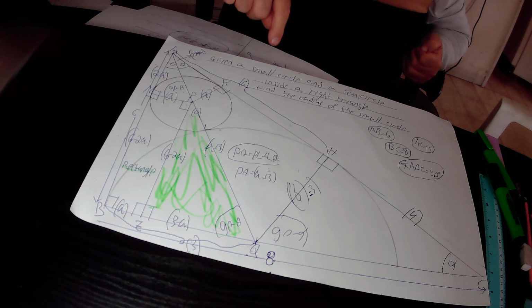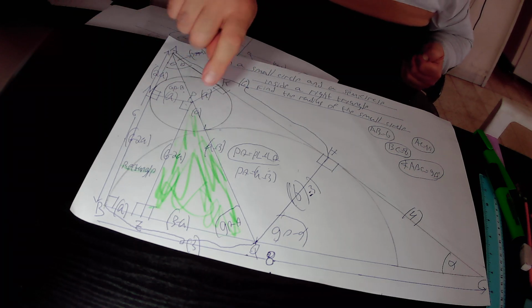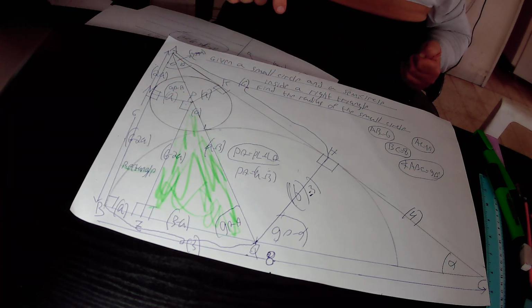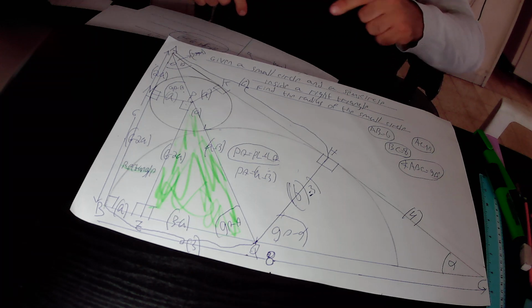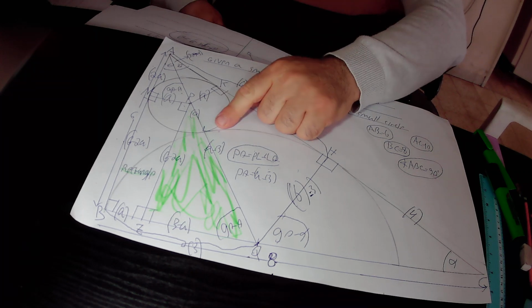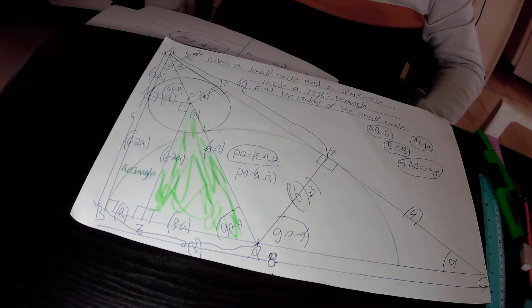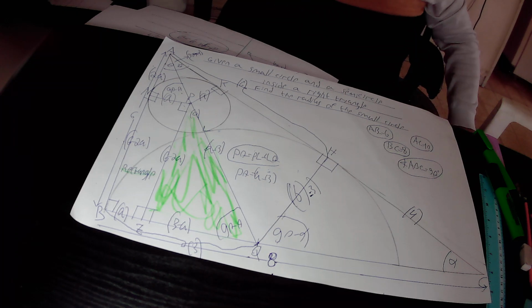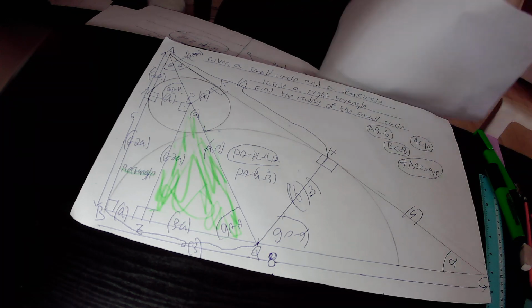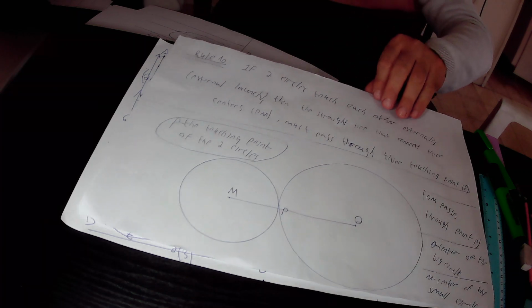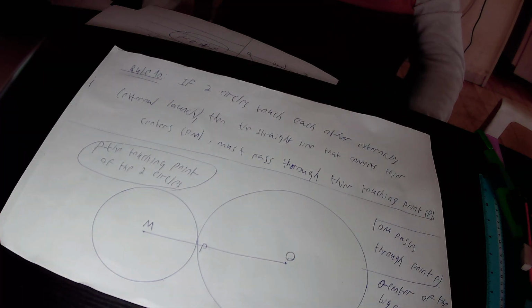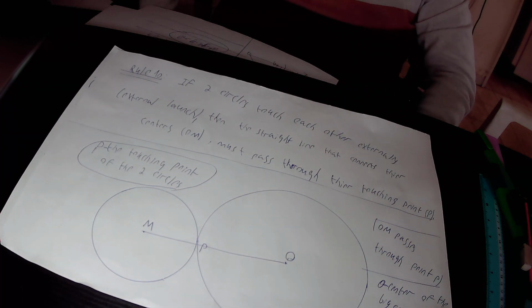We have an external touch between this small circle and this big semicircle, that is to say they are touching each other externally at point N. And whenever we have an external touch between two circles, you can implement rule 10. I repeat quickly on rule 10. According to rule 10, if two circles touch each other externally, then the straight line that connects their centers together must pass through their touching point.